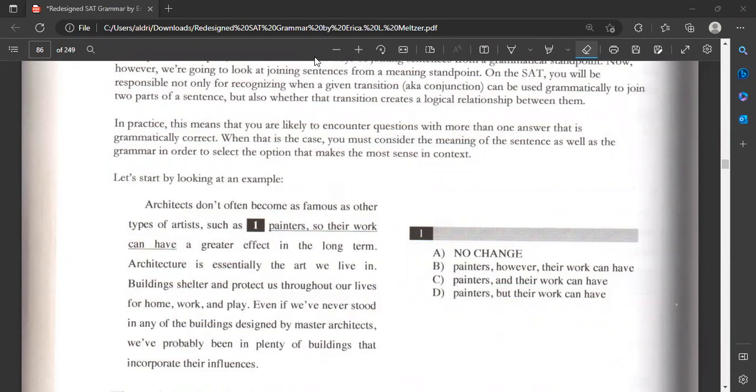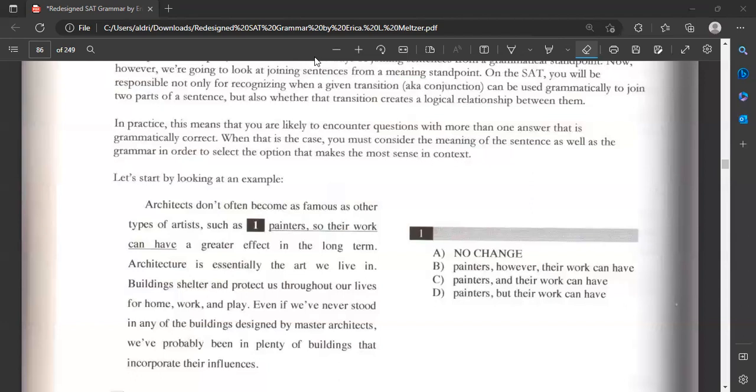So architects don't become as famous as other types of artists, such as painters. So it doesn't make sense for architects' work to have a greater effect. There's a contradiction there. So we can't have A, we can't have C. So we're left with B and D. So we need a contradicting transition. So we have however and but. The great part is both however and but are contradicting transitions. But what helps us decide, is it B, is it D? Because we can only have one answer.